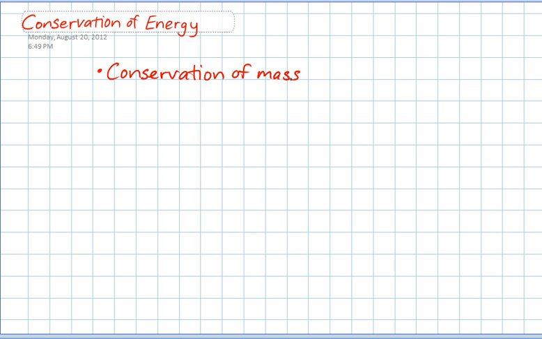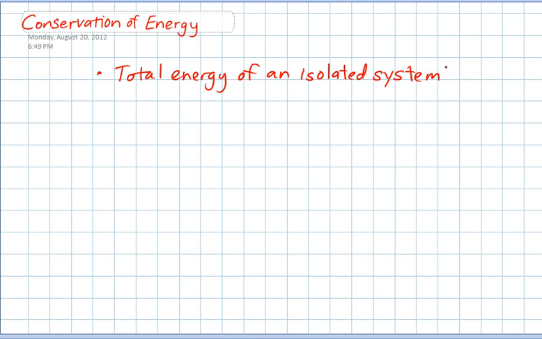Well, conservation of energy is kind of a similar thing, and what we say for it, at least the definition that my book uses, is that the total energy of an isolated system is always conserved. Okay, so let's break that down. What does that mean? Okay, first of all, total energy.